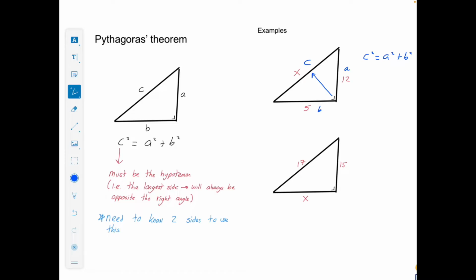So we're going to set this up now. Instead of writing c squared, I'm going to write x squared is equal to 12 squared plus 5 squared. So x squared is equal to 12 squared, always check these on a calculator, which is 144, plus 5 squared, which is 25. So x squared is equal to 169. Now we're not looking for x squared, we're looking for x. If we want to get rid of a square, we get the square root. So x is equal to the square root of 169, so x is equal to 13.